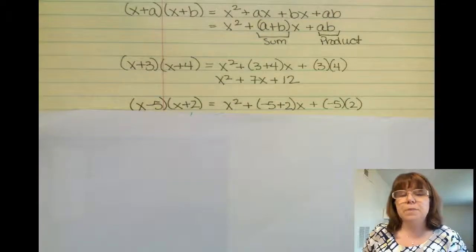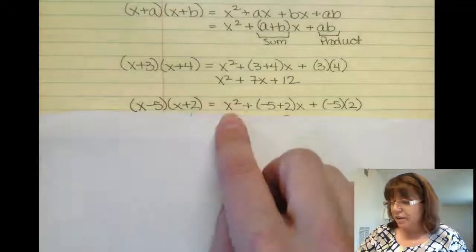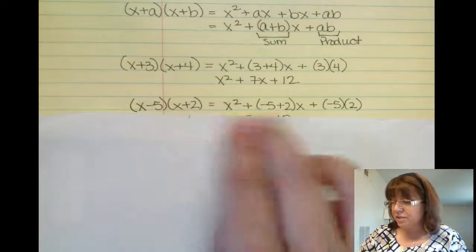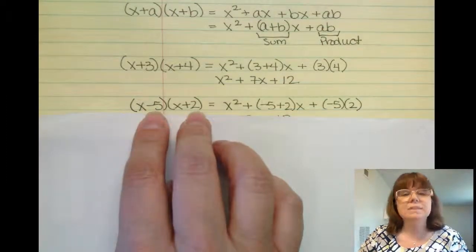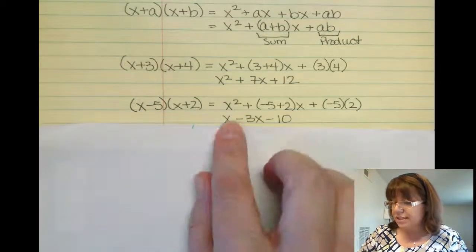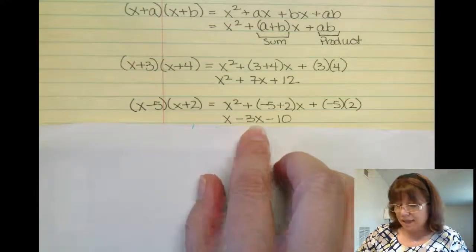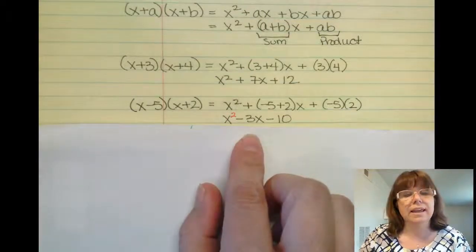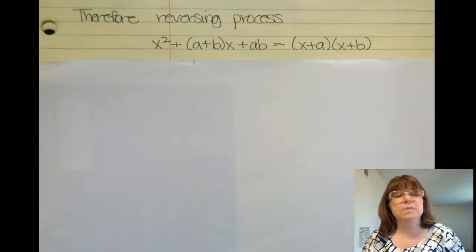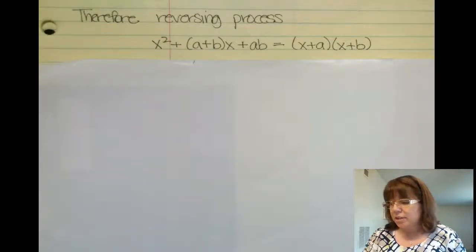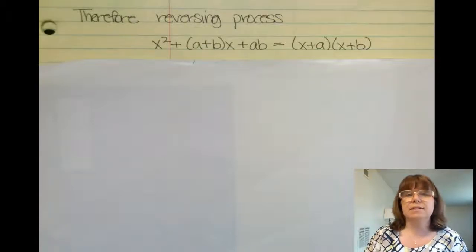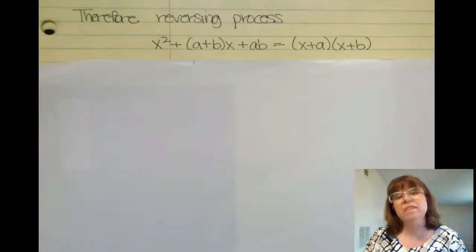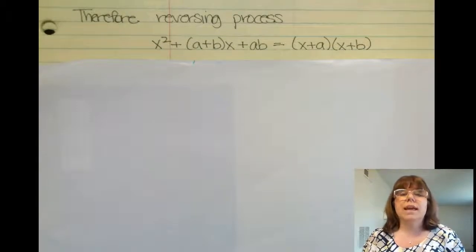Let's try another example. x minus 5 times x plus 2. Well, it's going to be x squared, and then it's just minus 5 plus 2, and minus 5 times 2. Therefore, my end result is x squared minus 3x minus 10. So let's think about reversing the process. x squared plus quantity a plus b times x plus ab would then therefore equal x plus a times x plus b.